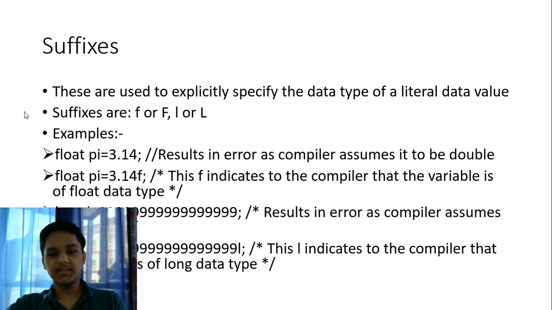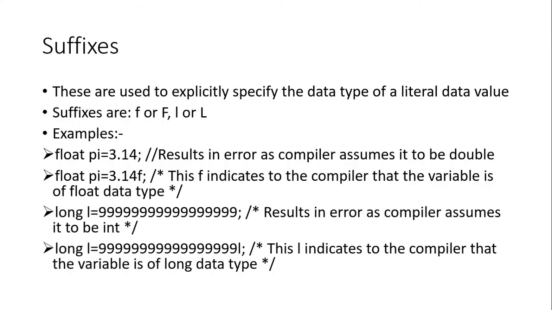Suffixes. Suffixes are a bit difficult to understand in the beginning, but later on when you start programming, you'll get the hang of it. These are used to explicitly specify the data type of a literal data value. We have two types of suffixes, F and L. We can write them in lowercase or uppercase, it doesn't matter. So why do we need suffixes? Think of it this way. Let's say I declare something as float pi is equal to 3.14.